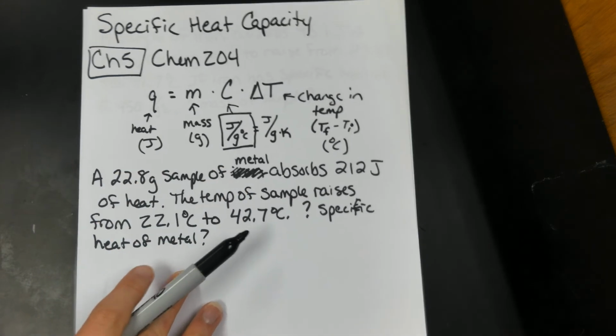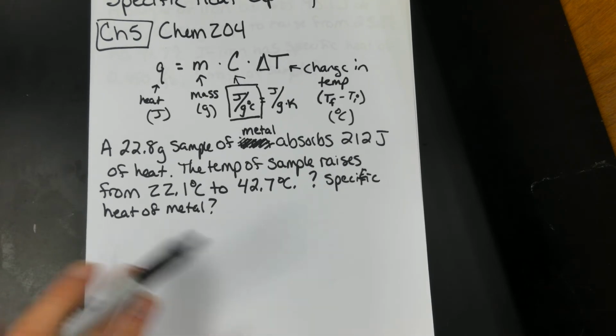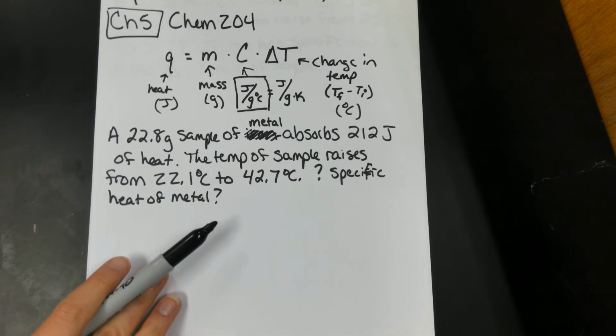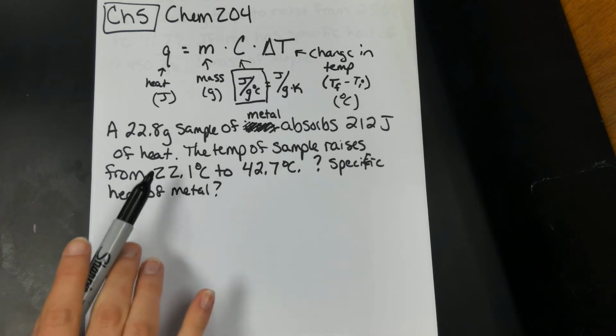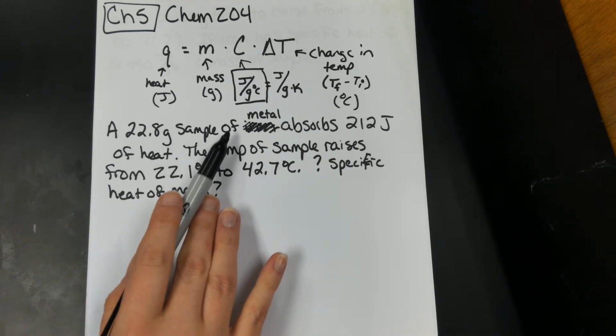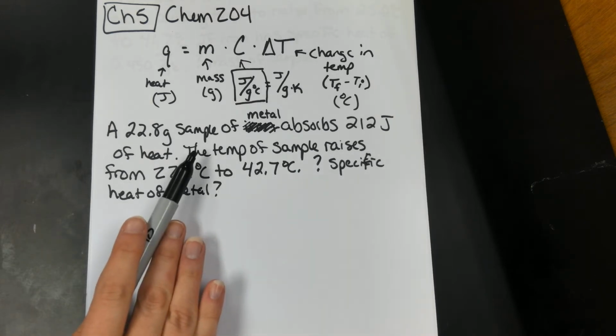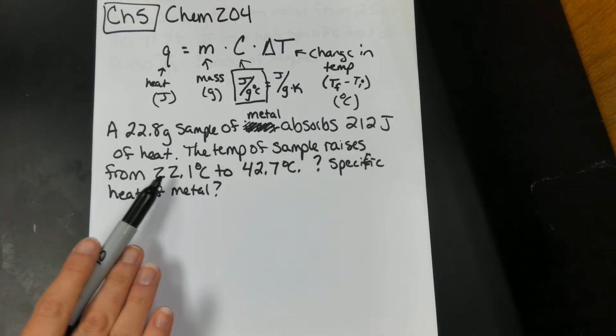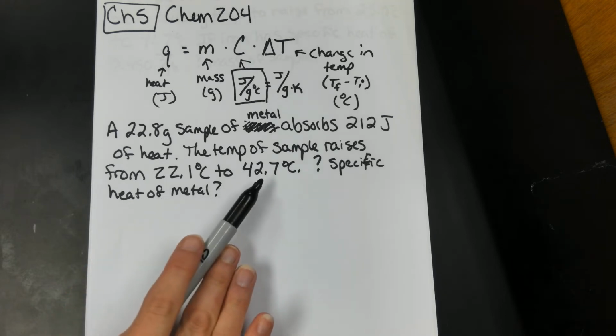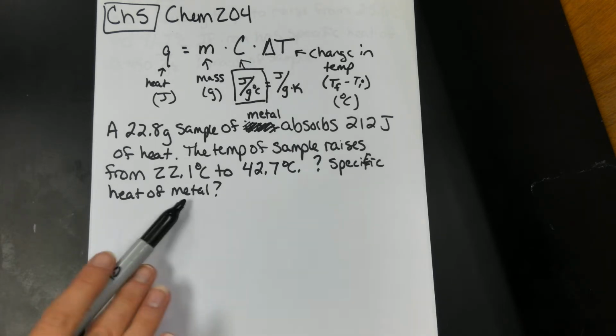So, with that being said, let's go ahead and look at the 2 sample problems I have for this video. Let's look at the first one. A 22.8 gram sample of a metal absorbs 212 joules of heat. The temperature of the sample rises from 22.1 to 42.7 degrees Celsius. What is the specific heat?